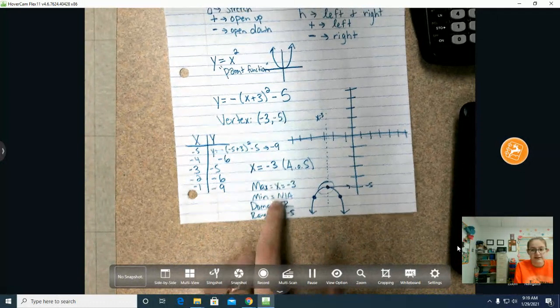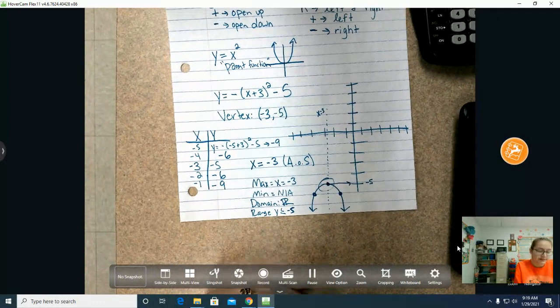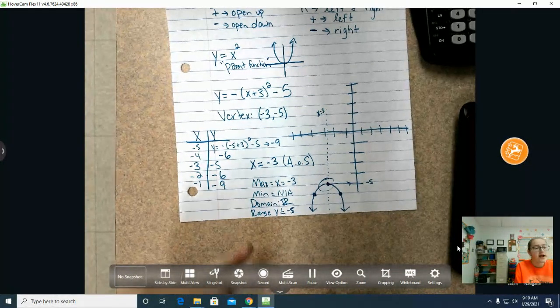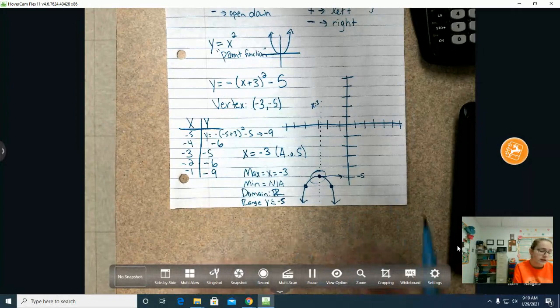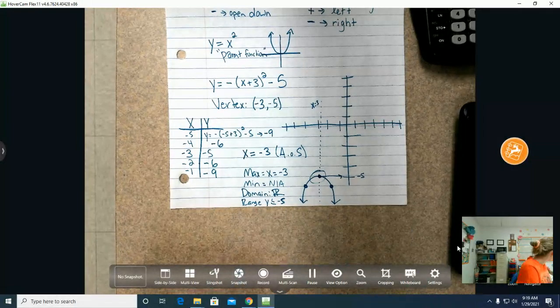So these are very, very helpful to help you identify the parts of the graph. You all should be kind of familiar with these things. But your Delta Math assignment might not necessarily ask you about domain and range, but your test could. So please make sure you are aware of what these words mean and things like that.